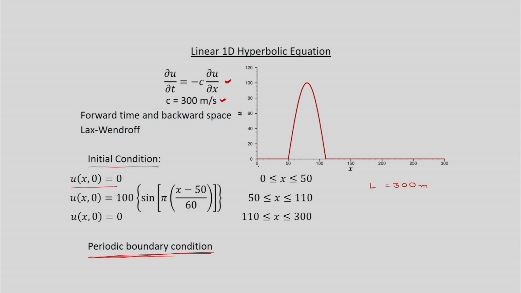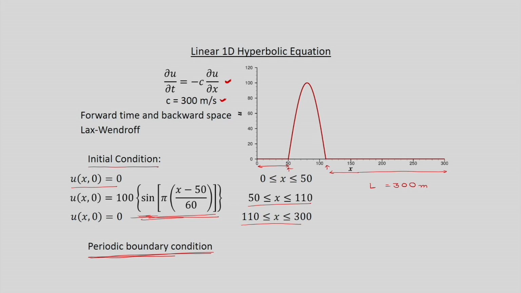So, up to this, you can see u is equal to 0, and from 110 to 300 this value is also 0. This is the initial condition. From 50 to 110, it varies with this function. So, this is the initial condition.